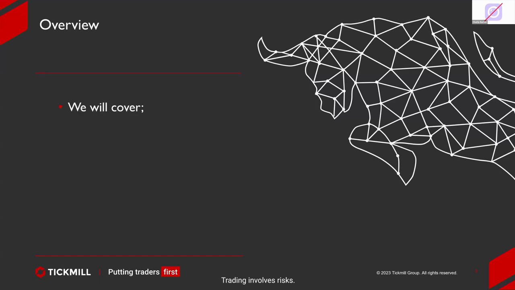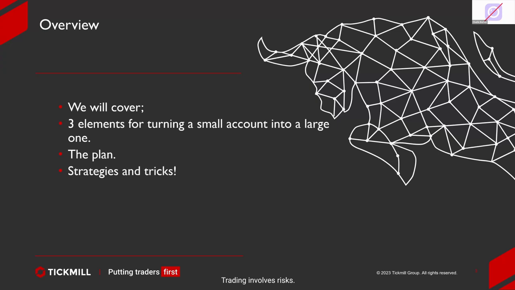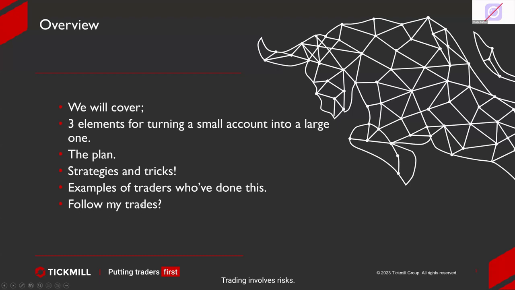So what we're going to be covering here this evening is the three elements for turning a small account into a large one. These are some of the core elements that I believe every trader needs in order to do that. We're going to cover off the plan, the strategies and tricks. And I say tricks, but there are strategies involved, the strategies that I use, but also some of the tricks that I use within that as well. I'm going to show you some examples of traders who have done just this. And also, I'm going to give you the option, if you want to follow my trades.